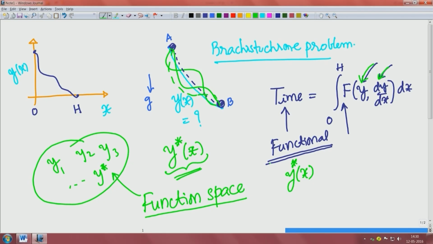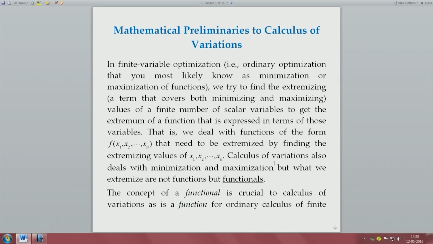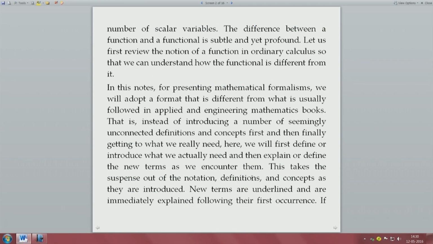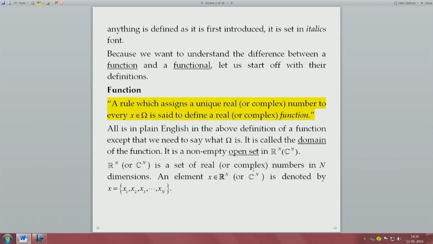The first one you want to understand is a functional. Before we discuss what a functional is, we can actually remind ourselves what a function is. There is a lot of text here that you can read leisurely. This text is written so you can understand offline as well, but let us jump in and see what a function is.